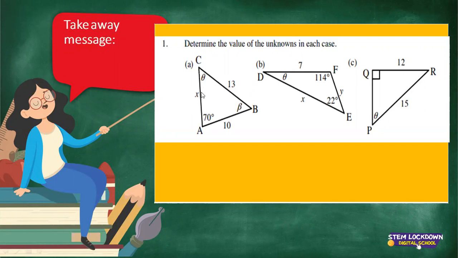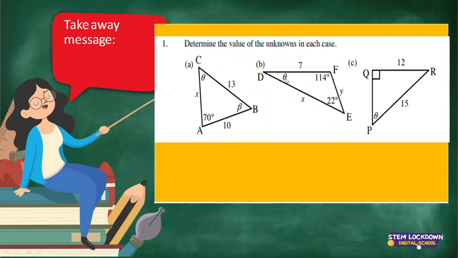How do you find x again? You're going to say sine beta, whatever beta is, over x must equal sine 70 over 13. So if sine of beta over x equals sine 70 over 13, you can cross multiply and find our x. So the same thing applies to the next one as well.